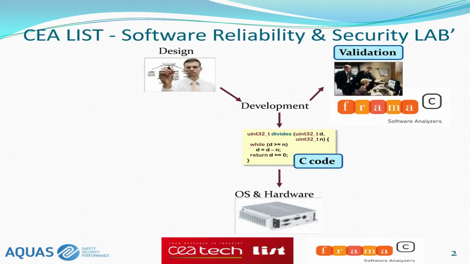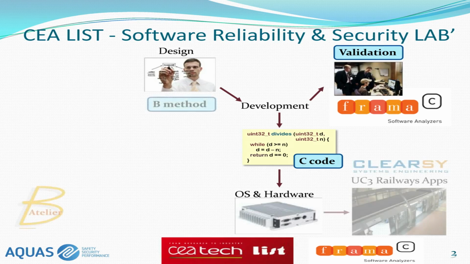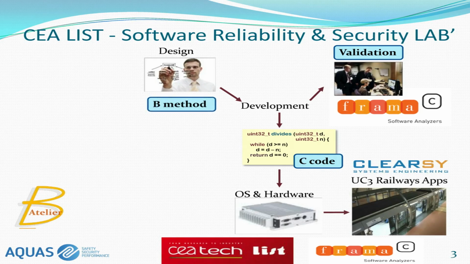The software analyzer Frama-C has been developed by CEA in the Software Reliability and Security Laboratory. It allows the validation of software written in C language, based on a specification language dedicated to C code named ACSL. The C language is precisely the one in which is written the final code of the Railways application to validate. AtelierB gets this C code at the end of a development process that follows the B method supported by the AtelierB.